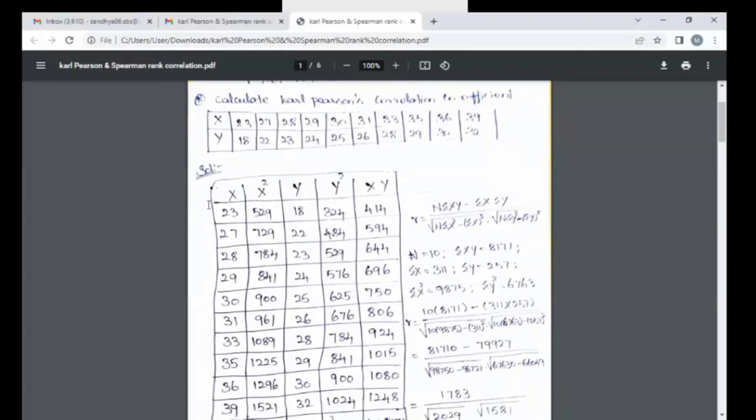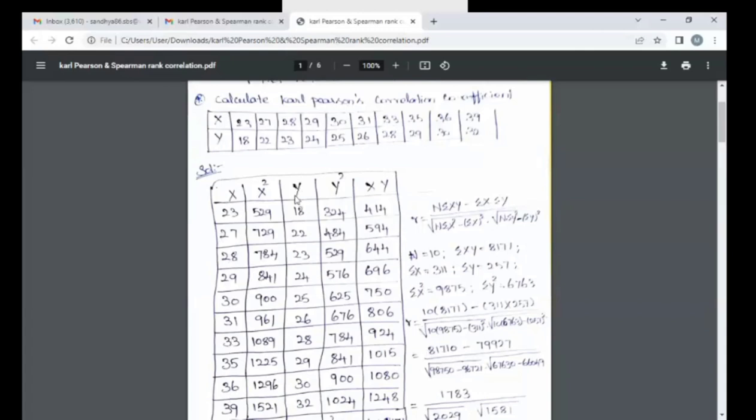In the first column, x values are there, and the next column is the x square column. In that column you have to square all the x values. That is 23 into 23, it is 529. 27 into 27, it is 729. 28 into 28, 784. Likewise, you have to calculate all the x values.